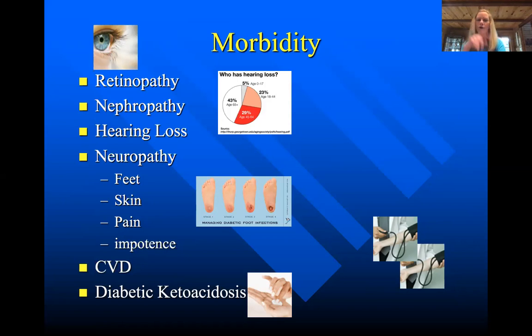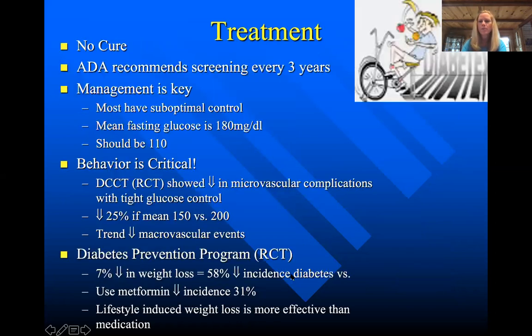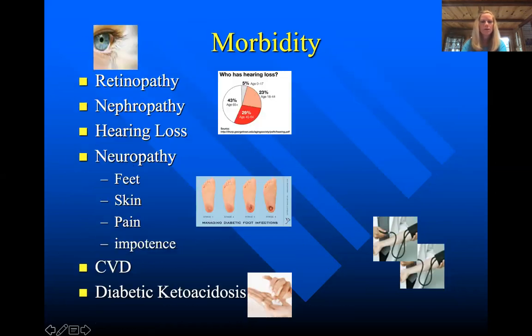And then the cardiovascular disease, so this is going to increase risk of heart attack, it's going to increase risk of stroke. That's the macrovascular. That's when you're starting to get damage in big blood vessels all over the body over time. And then diabetic ketoacidosis is that poisonous thing that can happen in the brain that can send a person into a coma and death.